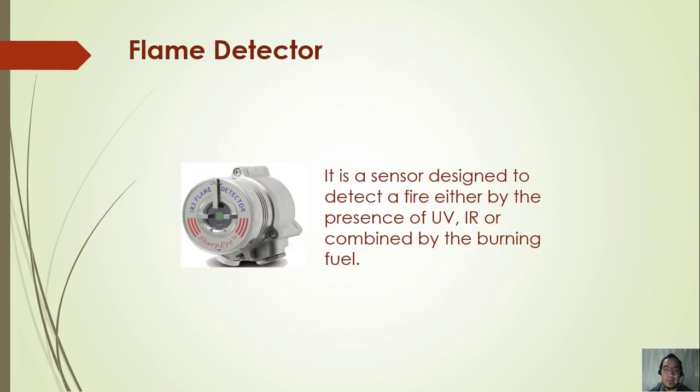The next one is the flame detector. These are mostly used where we have a lot of combustible or flammable liquids, like oil tanks, where we have a diesel generator, where there's involvement of combustible and flammable liquids. The fire coming from the flammable liquids emits UV and IR. So this is the best detection to use.